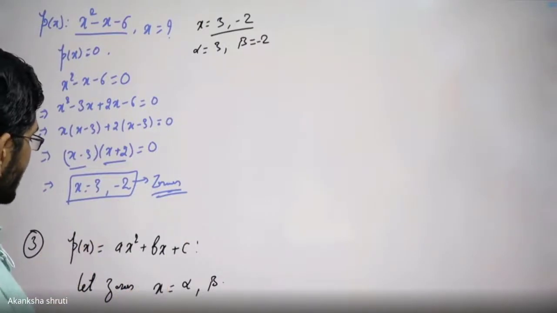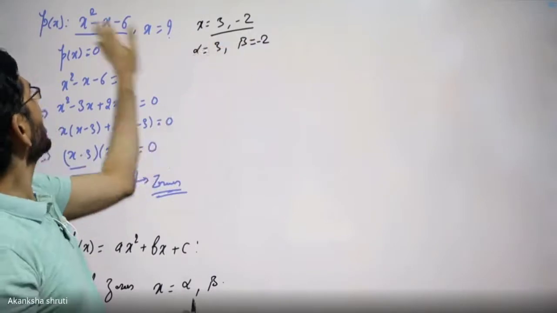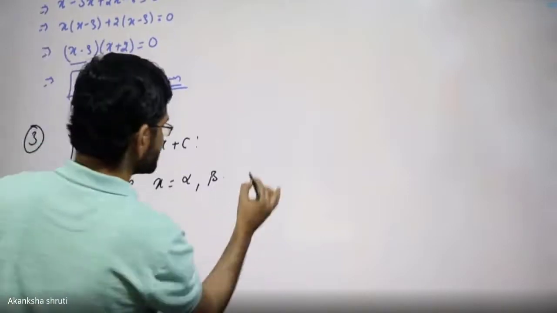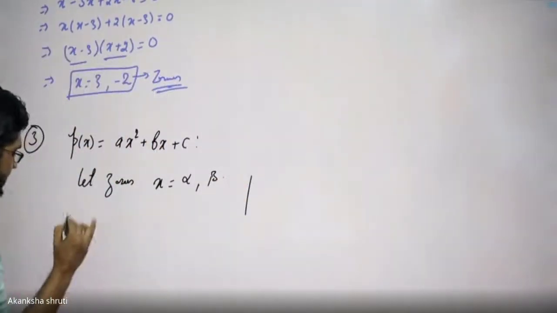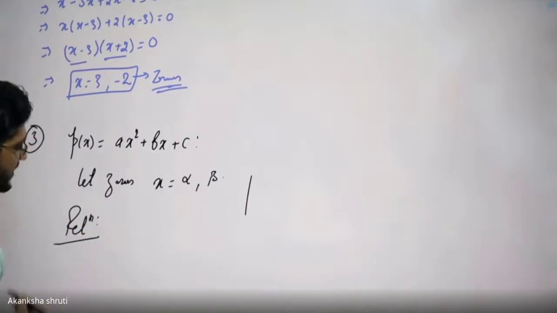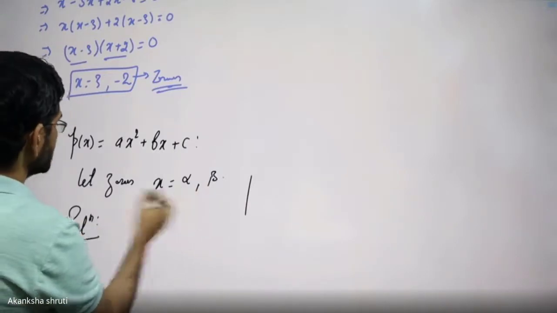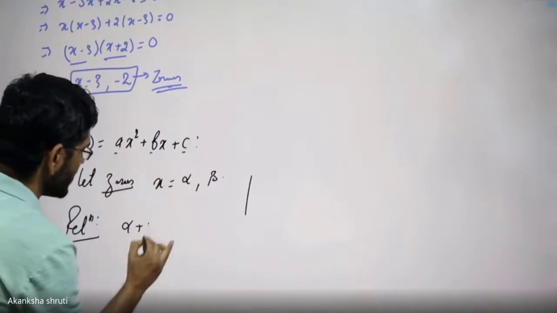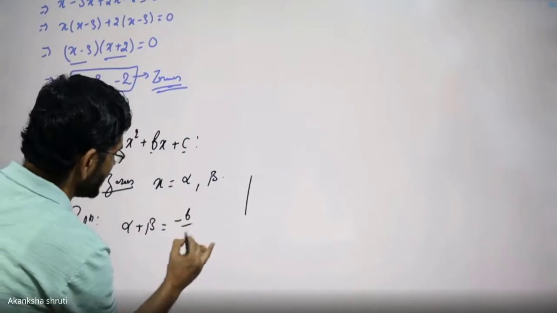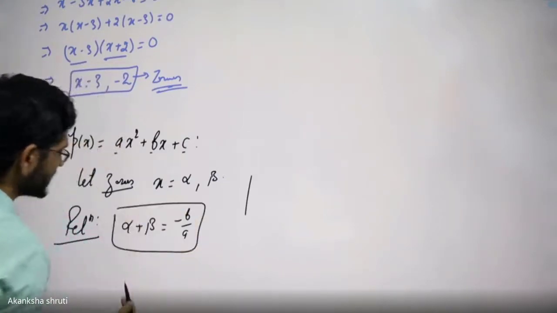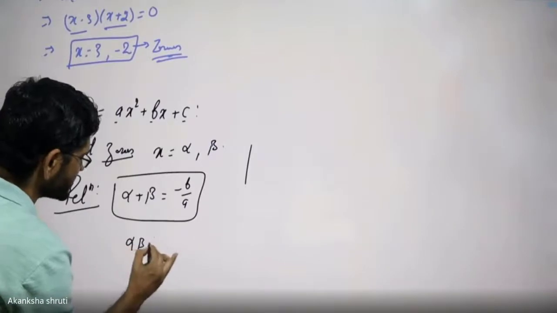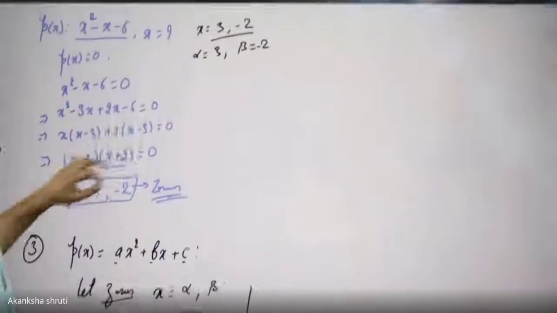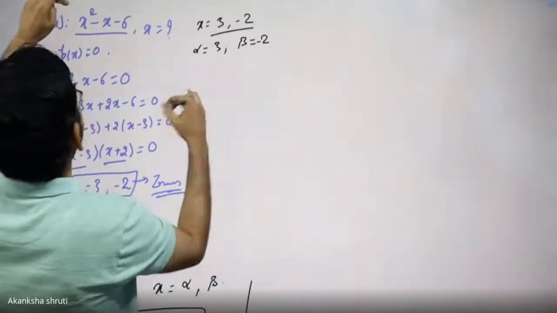So there is a certain relation between these numbers and their coefficients. What is that relation? The relation is like this. The relation between these zeros and these coefficients: the sum of the zeros is minus b by a, and the product of zeros, meaning alpha into beta, is c by a. This can be verified. How is that? See, we are going to verify with this example.